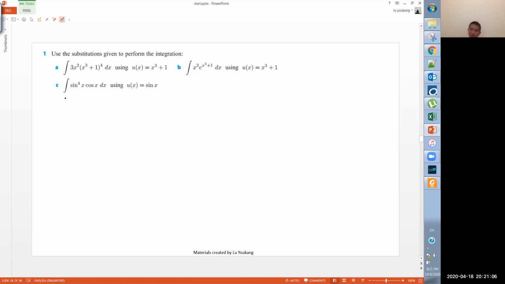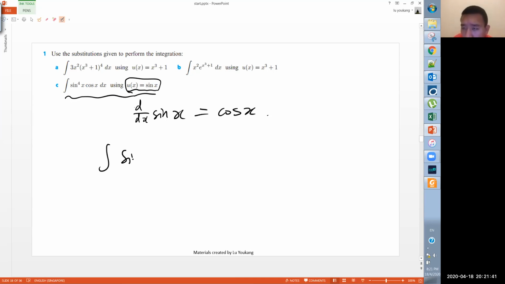Okay, let's take this example. So what it means is, take this as your substitution. So this whole thing is u. Before I do the substitution, I need to differentiate this u with respect to x first. So I get what? I get cosine x, right? So now you just replace.